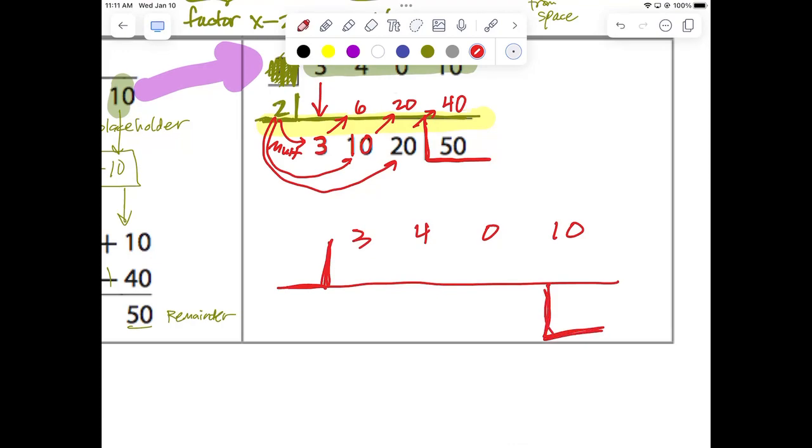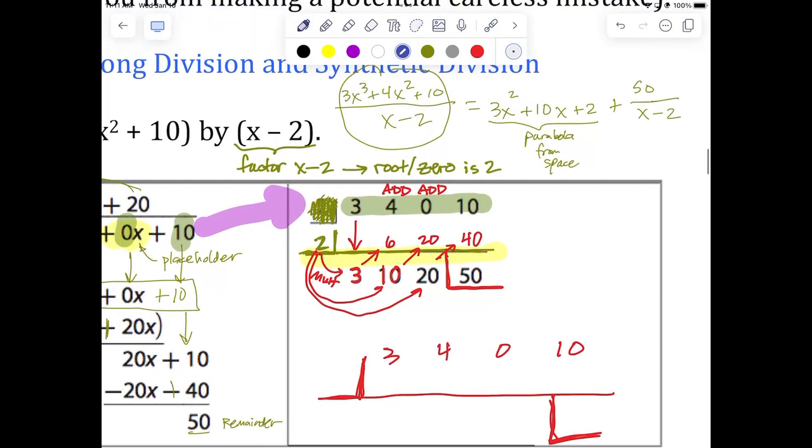Wait, where did you get the 2 from? The 2 is the root of the divisor. Oh, okay. So if we're dividing by x minus 5, what would I use? 5. If I were dividing by x plus 7, what would I use? I would use negative 7, right? It's always the opposite number.